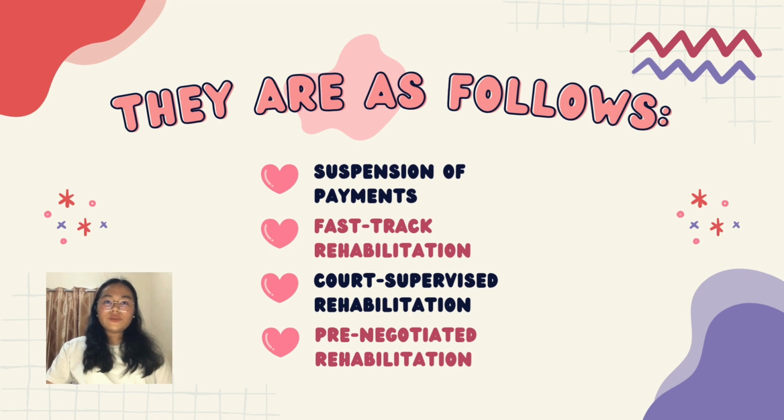The proposed Corporate Recovery and Insolvency Act expressly categorizes different forms of debt relief available to a corporate debtor in financial distress. These are suspension of payments, fast-track rehabilitation, court-supervised rehabilitation, and pre-negotiated rehabilitation. The suspension of payments is a limited remedy that provides a company with a moratorium on debt payments while it negotiates an out-of-court arrangement with its creditors.